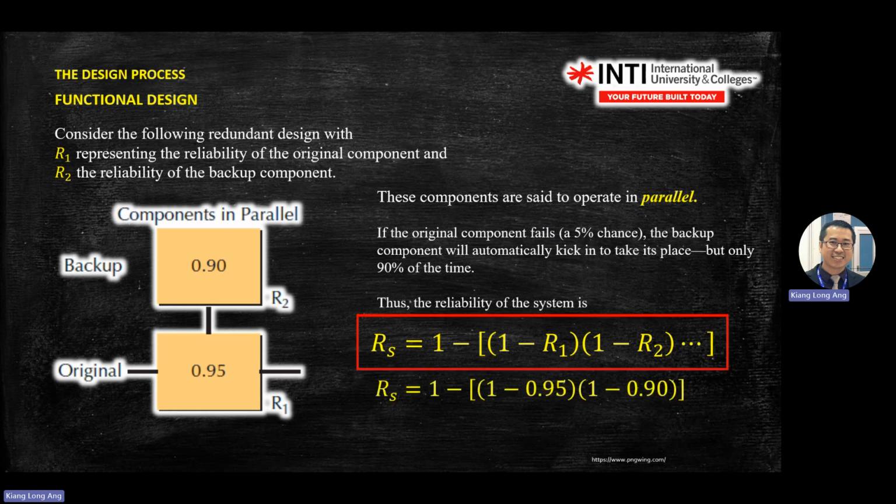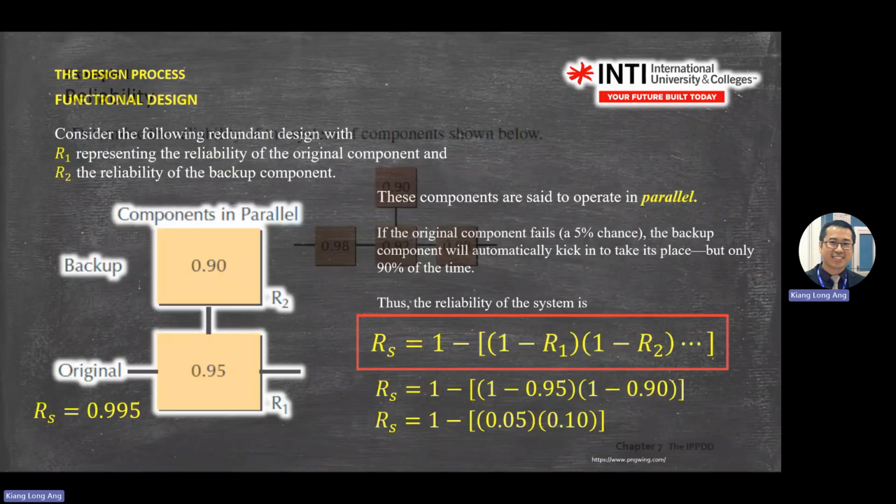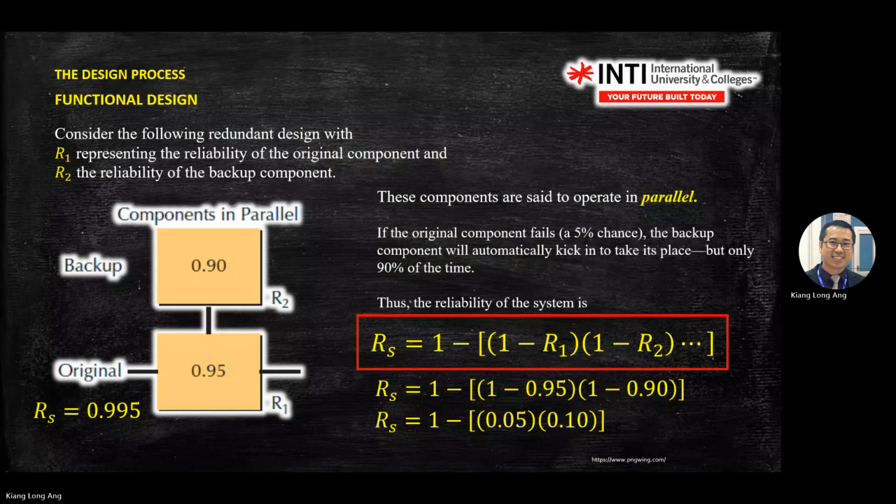So if you take this as an example, meaning the original fails, the backup will take the role of the original part. If you substitute the value, R1 is the original one, multiplied by the backup, you get what? 0.995. 99% won't fail. That's why in aircraft, and nowadays in smart cars, you have backup systems. For example, for brakes you have an ABS system. Even in aircraft, even though something fails, you have a backup system.